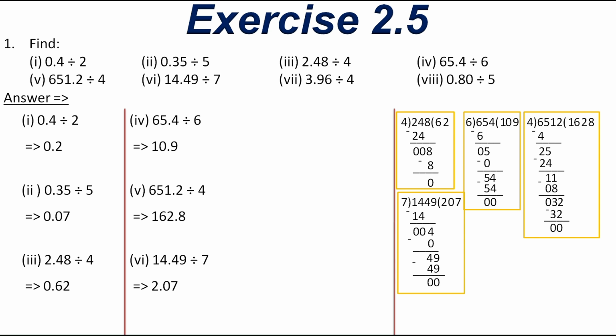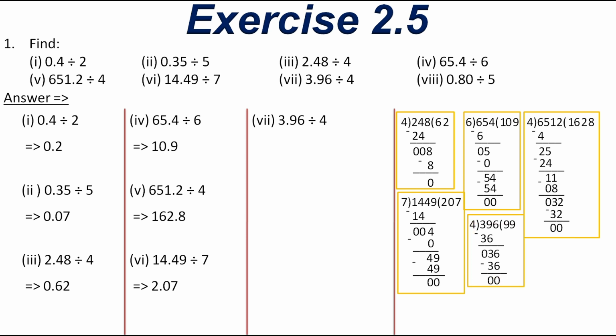Now in the next one we have 3.96 divided by 4. That means we have to divide 396 by 4. Now 4 9s are 36. 39 minus 36 is 3. Now 6 came down. So 4 9s are 36 again. So I got the answer as 99. Now here we have the decimal point just before 2 digits. That means the answer 99 will become 0.99. Okay, next we have 0.80 divided by 5. So that means we have to divide 80 by 5.